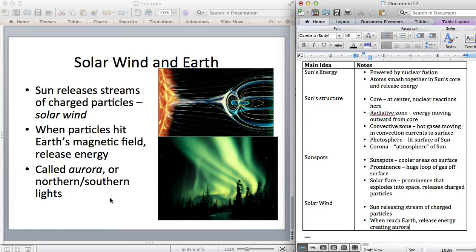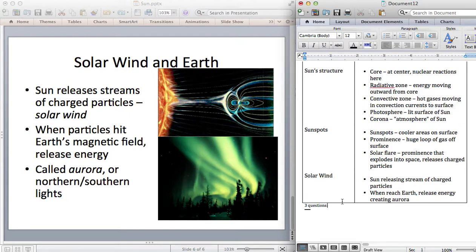All right, so at the bottom again we're going to do 3 questions that you have instead of the summary, and we'll see how that goes. So go ahead and write 3 questions that you have. If you feel like you understand this pretty well, make 3 questions that are stuff you want to learn more about the sun. Otherwise, questions about what we talked about here. And I'll see you guys in class tomorrow to talk about the sun.